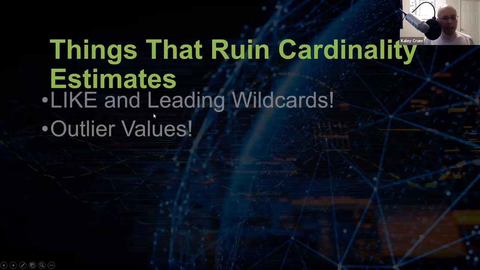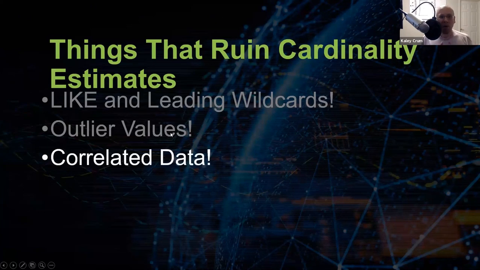So we've talked about like and leading wildcards, and we've talked about outlying values. Let's talk about correlated data. This is cool stuff, and the reason is because there are documented fixes for correcting like and leading wildcards. You can use dynamic sampling. You could get creative with the way that you phrase the predicate and cause Oracle to get accurate answers with virtual columns. There's lots of ways of doing that. Outlier values, you can use histograms with. That is a classic textbook histogram case.